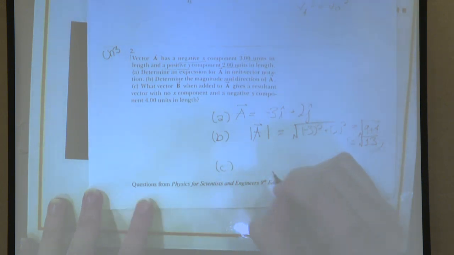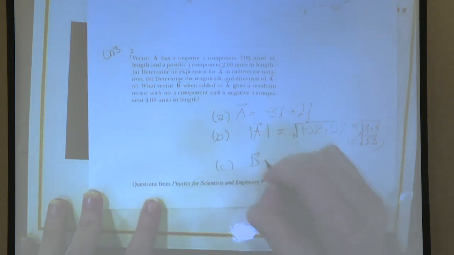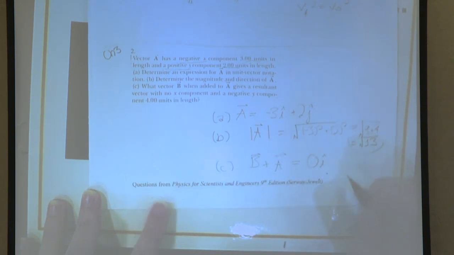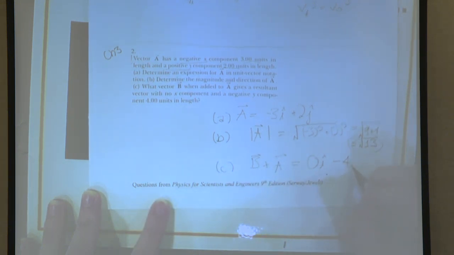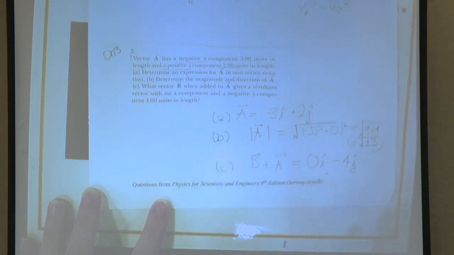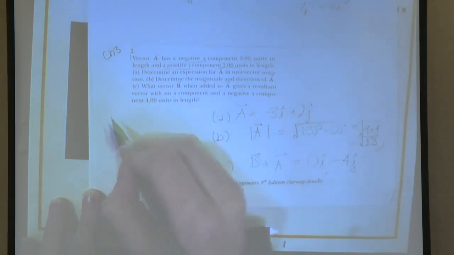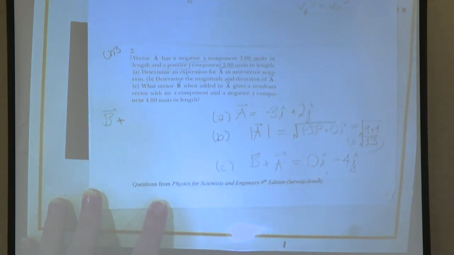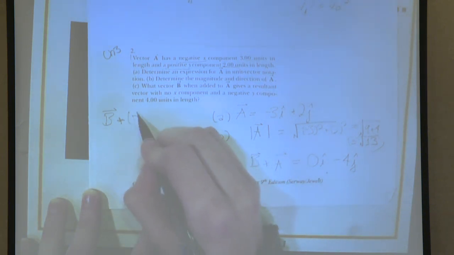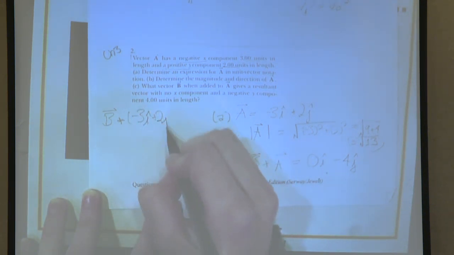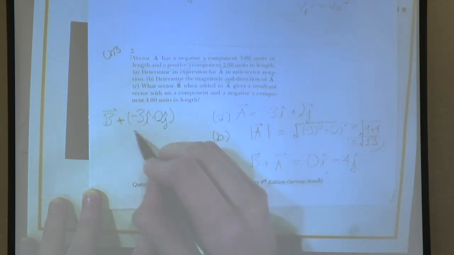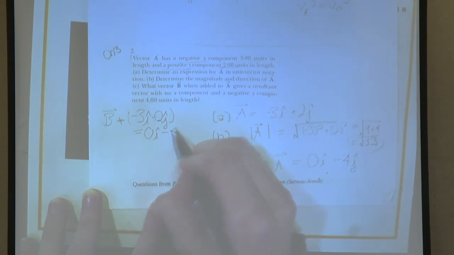It says when vector B is added to A, the resultant has no x component, so there's 0i, and a negative y component of 4 units, so negative 4j. So that means B has to be, sorry if you can see that, negative 3i plus 2j. I just plugged in for A over here. And that's going to have to be equal to 0i minus 4j.